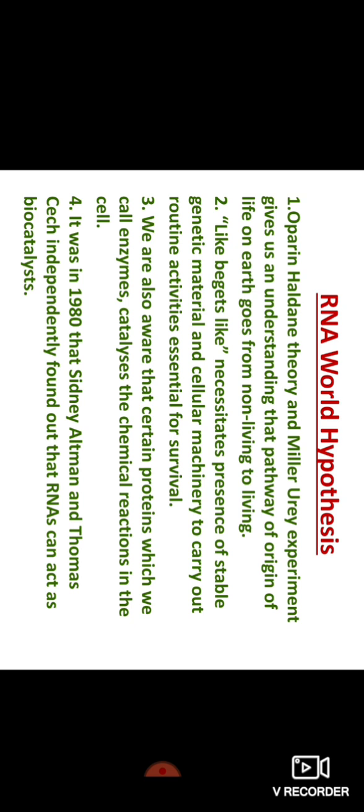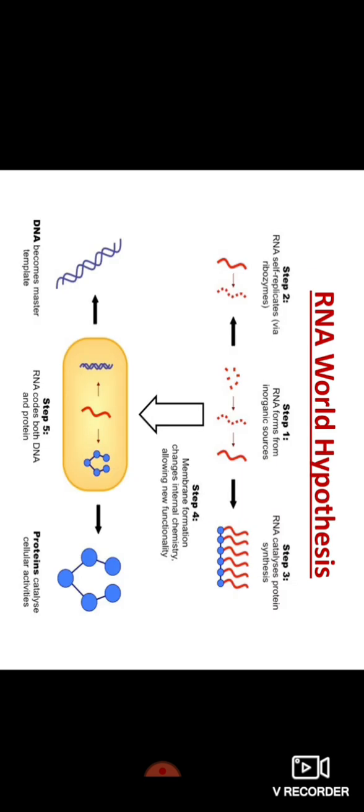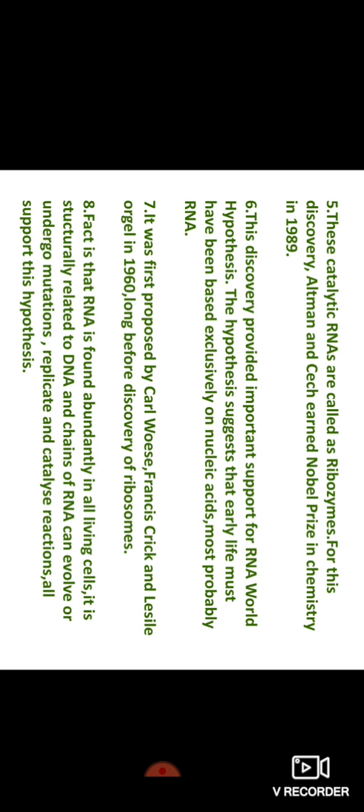In 1980, Sidney Altman and Thomas Cech independently found that RNA acts as a biocatalyst. For this discovery, Altman and Cech earned a Nobel Prize in Chemistry in 1989. Here, this diagram represents the RNA world hypothesis. This discovery provides important support for the RNA world hypothesis.